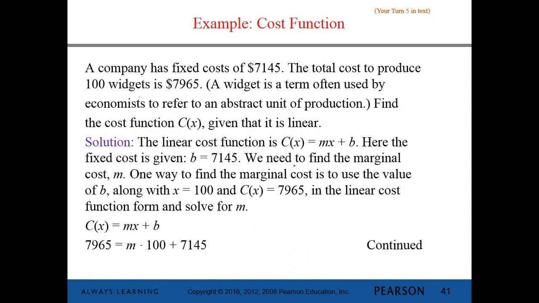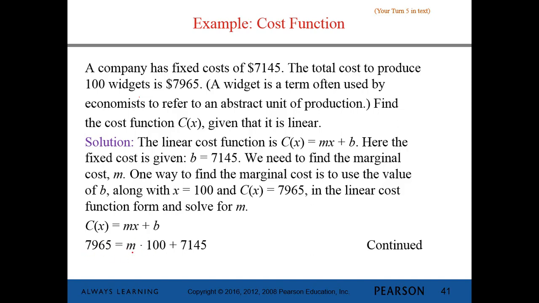Okay, so here's the solution. So again, B is the 7145, because we know that the cost function has to have this form since it is linear. And so we need to find the marginal cost M. So again, we can subtract, right? The marginal cost is going to use the value of B along with the x of 100. So we know that C of x equals 7965. Okay, so if we use our mx plus b and we plug in our values, right? Well, guess what? We're going to subtract off the 7145, and then we're going to divide by 100 because we're going to solve for m.